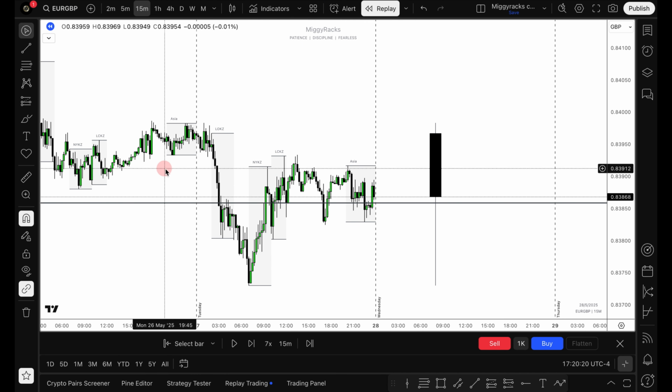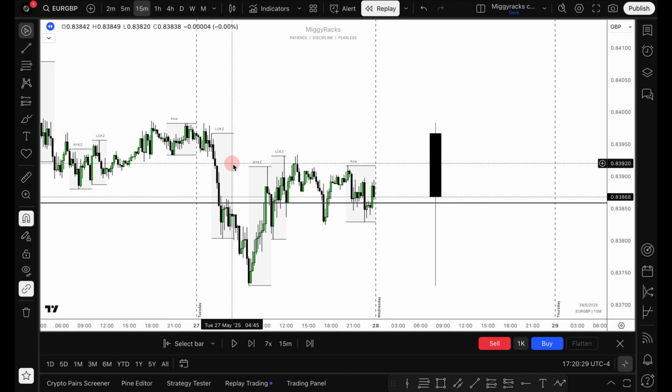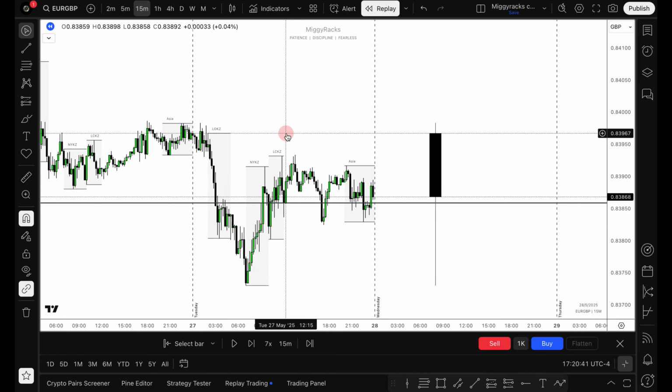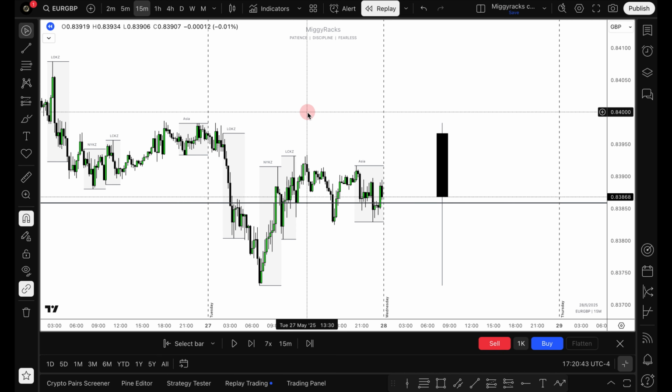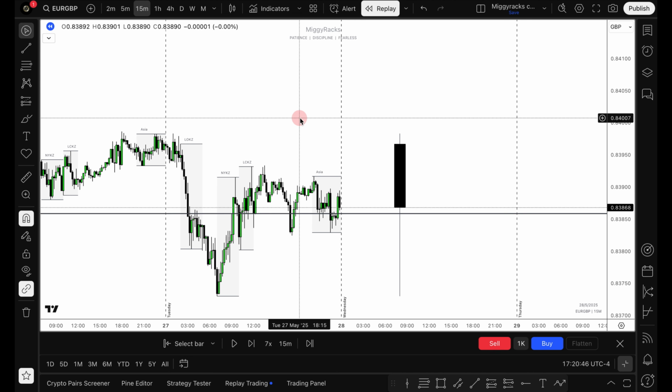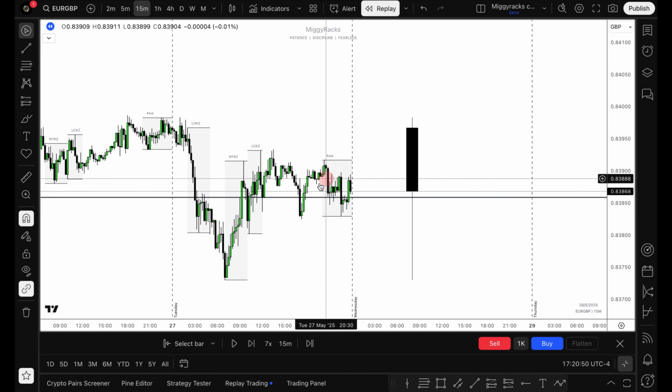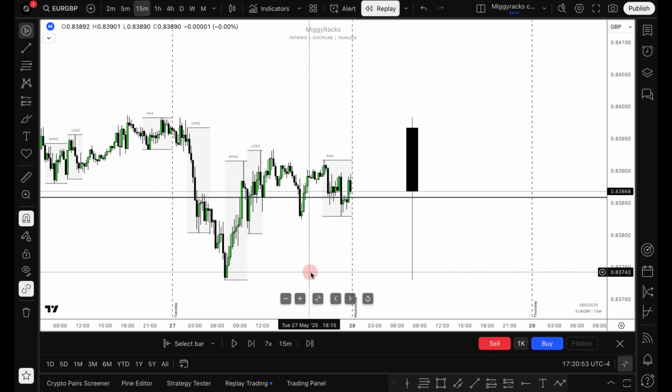So Asia's from 8 o'clock p.m. Eastern Standard Time to midnight. Then London Open is from 2 to 5 Eastern Standard Time. Then you've got New York from 7 to 10. And then London Close is from 10 to 12 Eastern Standard Time. So to help me navigate through the day, what I tend to look for are session highs and session lows.